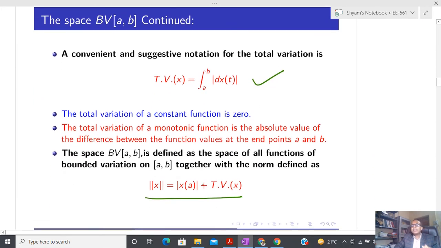So the function of bounded variation with this kind of norm is called the normed space of functions of bounded variation. Okay, anyone has confusion? And again you can check that all properties are satisfied, that is obvious.